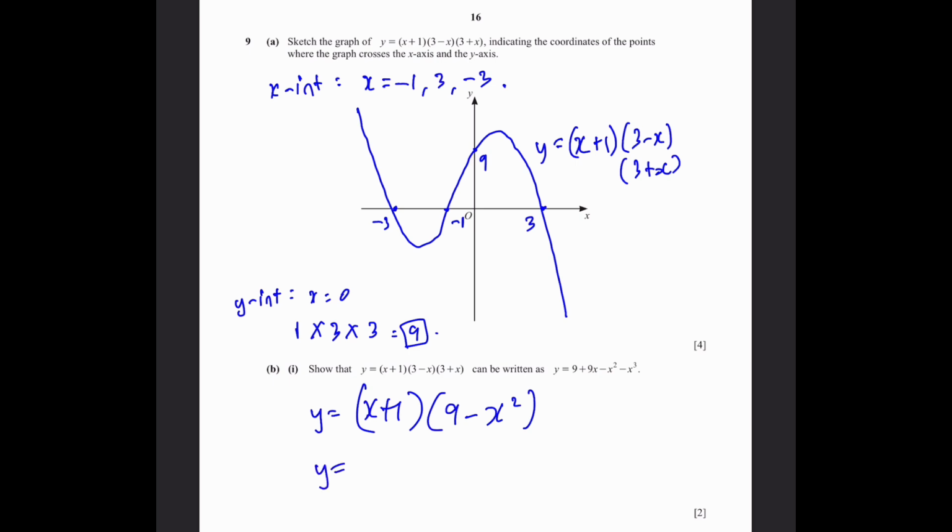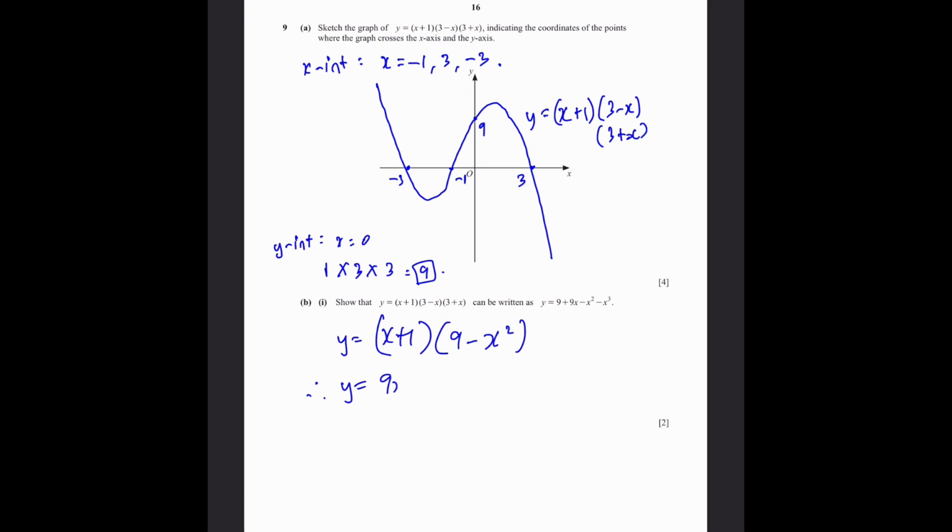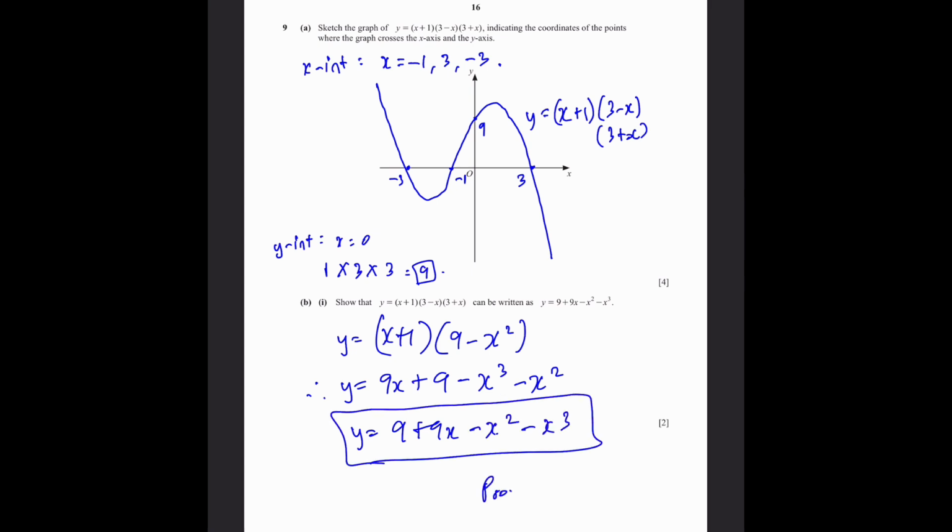And that means y can be written as 9x plus 9 multiplying the inside, and we multiply what's outside minus x cubed, and we multiply the last, so minus x squared. And rearranging this, y equals 9 plus 9x minus x squared minus x cubed, and this is what's given in the question, so it's proven correctly.